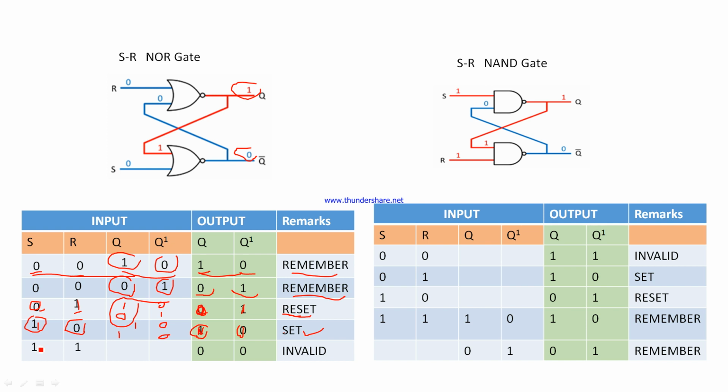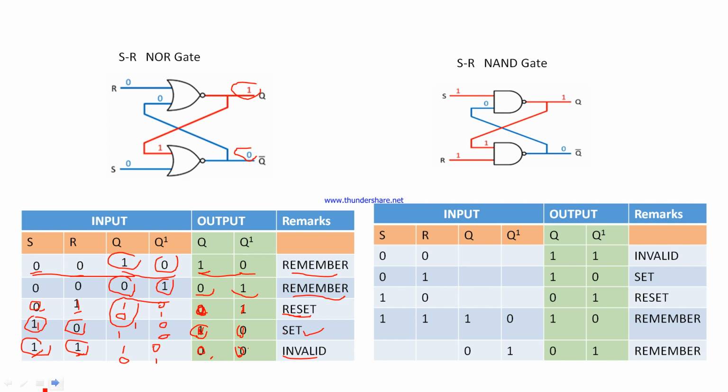Now, last option, if we put S1 and R1, whatever we put in Q or Q dash, if we put Q as 1, Q dash as 0, unfortunately, we get Q 0 and Q dash 0. So this is what we call an invalid state, because Q and Q dash should not be the same. And if we again put S1, R1, and Q we put 0, and Q dash we put 1, we always get the answer Q 0 and Q dash 0. So this is what we call an invalid state.